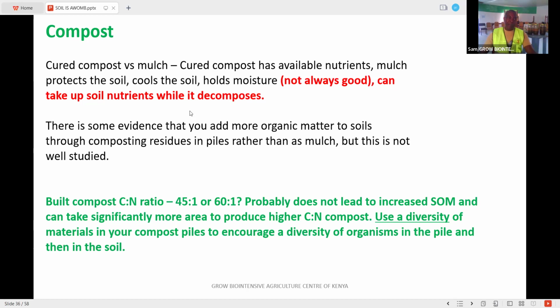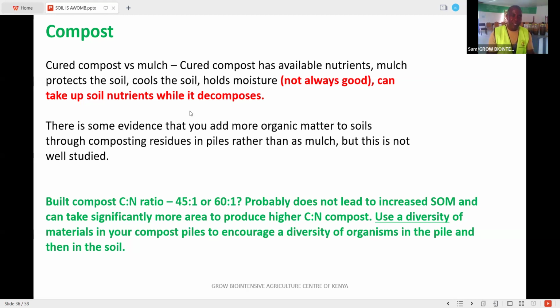Do we... because sometimes we use mulching so that we conserve water, which is excellent. And that's an excellent approach. But I put in red there that mulching conserves water, yes, but it's not always good because it takes up nutrients while it decomposes. So it robs nutrients from your plant. So your plant might not be able to get all the nutrients that it requires.